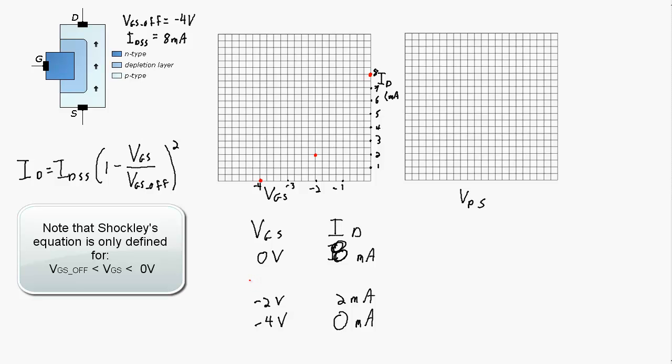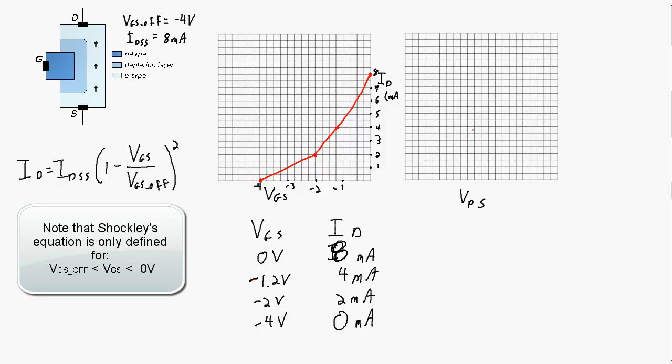And the one final point in here, let's use minus 1.2 volts. We plug minus 1.2 volts into the equation here, and we end up with 4 milliamps. And so at minus 1.2 and 4, we get another point. And we can interpolate between these points. We get a curve looking something like that. Maybe a little bit more curved, but you get the idea.